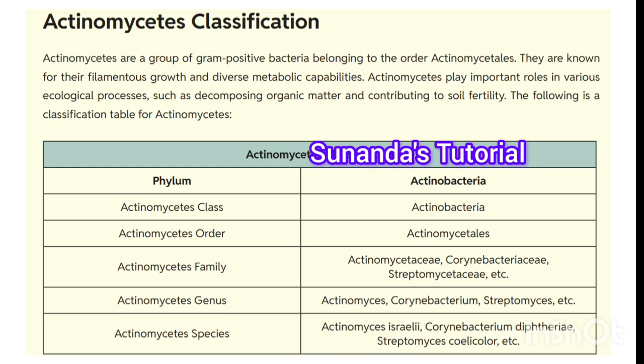The genera they include are Actinomyces, Corynebacterium, Streptomyces. These are the genera included under those families. Then species, they have many species, many varieties under it. So they belong to phylum Actinobacteria, order Actinomycetales, and under the order we have more families. Here I have mentioned only three families: Actinomycetaceae, Corynebacteriaceae, and Streptomycetaceae. Under these we have many genera, and under the genera we have many species.